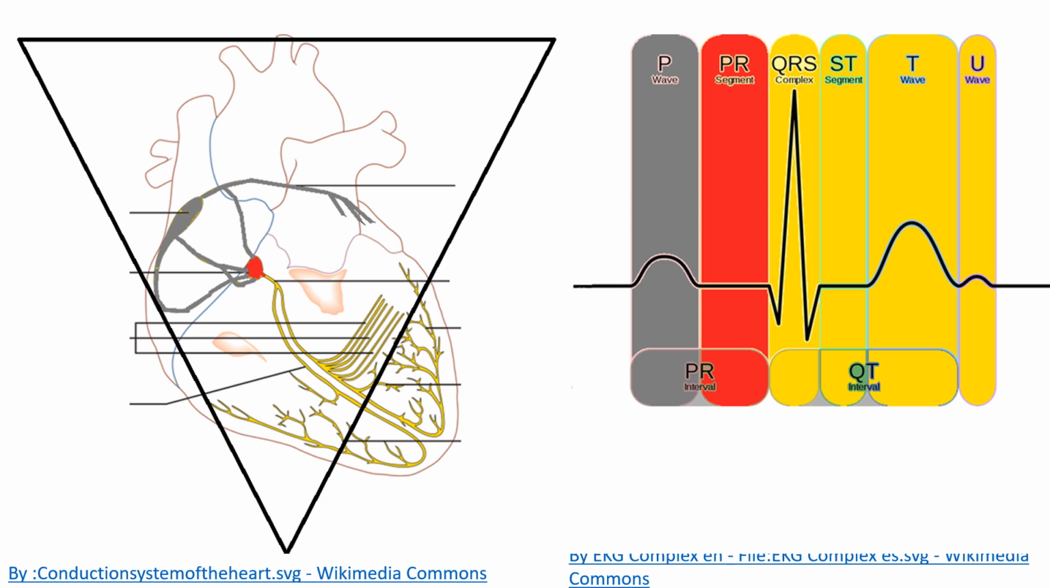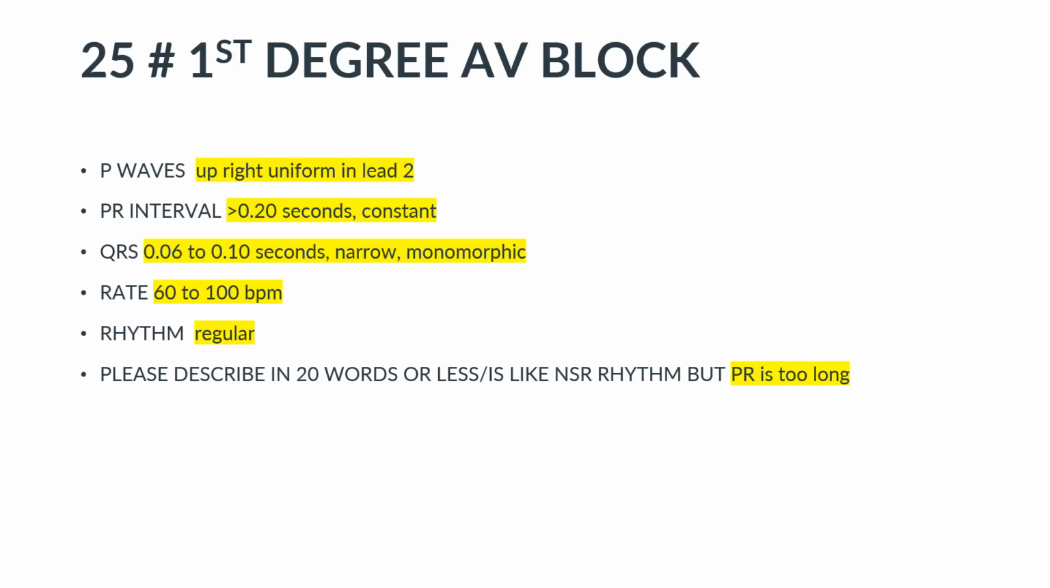All right, and so that's first degree AV block. So what do we see in first degree AV block? Well, it depends on what the underlying rhythm is, right? So if it's in sinus, it's going to be sinus. If it's normal sinus rhythm, it's going to be normal sinus rhythm, except the PR is too long. If it's in sinus tachycardia, it'll be sinus tachycardia, except the PR is too long. So unless otherwise specified, we're just going to assume that we're in normal sinus rhythm.